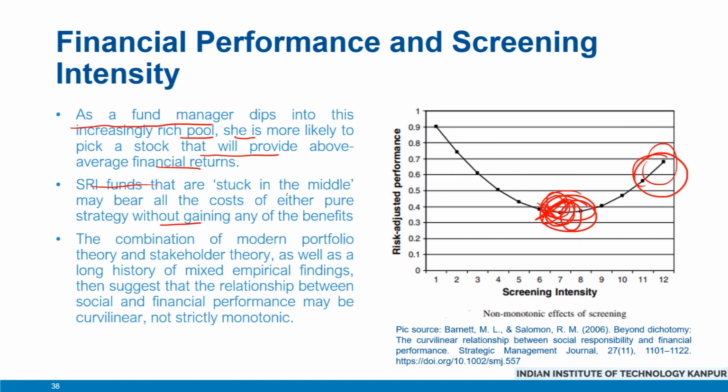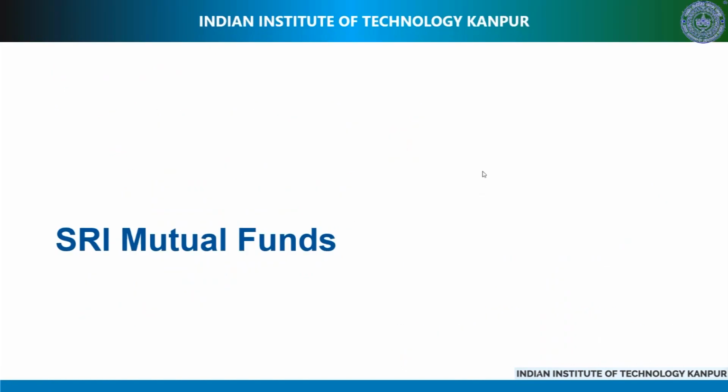Giving lower performance. Thus, the combination of modern portfolio theory and stakeholder theory, as well as the long history of mixed empirical findings, suggests that the relationship between social and financial performance may be curvilinear, not strictly monotonic. This is because on this end you have more diversified stocks giving performance which is more aligned to the market. So we get the relationship like this, which is the intensity of social screening and financial performance of SRI funds, which is sort of curvilinear.